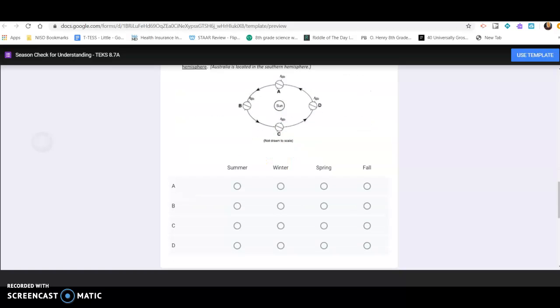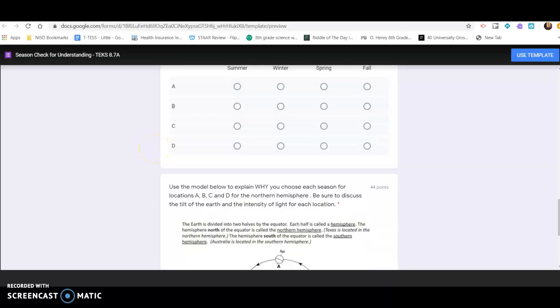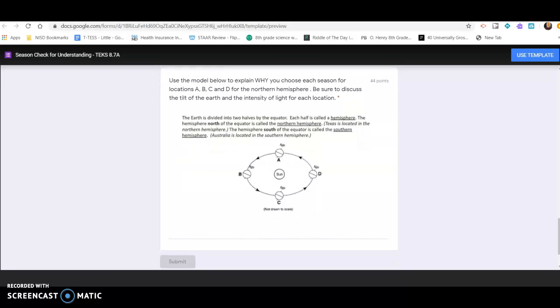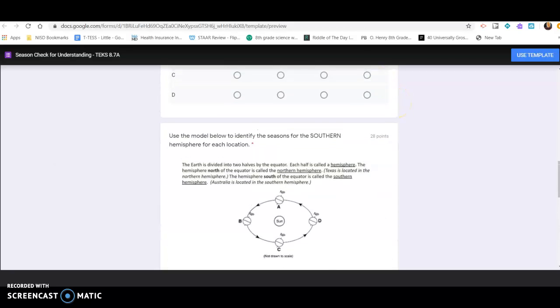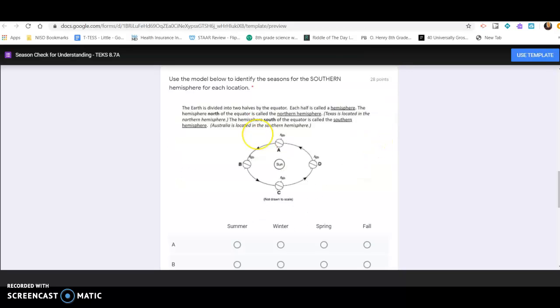So just like we did before, my best advice is to figure out the seasons for either B or D, and then work round robin to figure out the rest of the seasons, and then notate it here with each of the various radio buttons. Now on the bottom question, notice that it has a larger point value. It's worth 44 points versus each of the prior questions being worth 28 points.